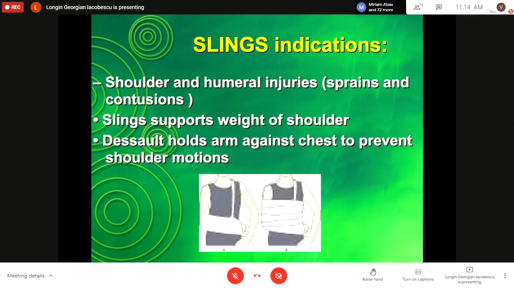So in this situation, we can compare the two types of thoracobrachial bandages. The sling is only for shoulder and humeral injuries like sprains and contusions, compared to the Dessau bandage that has a supplementary role of preventing the arm and the shoulder from moving in any direction from the body.